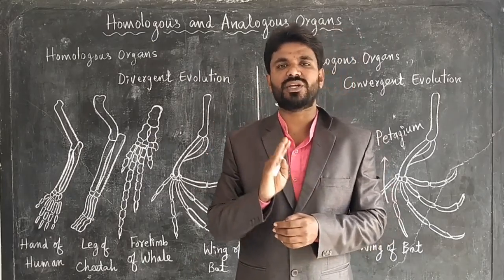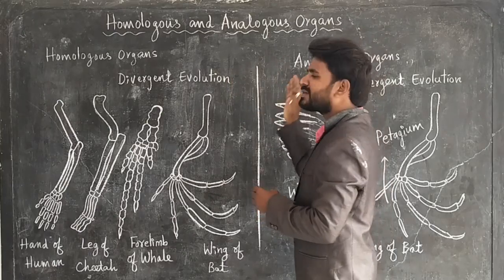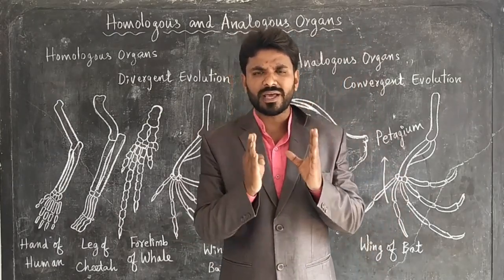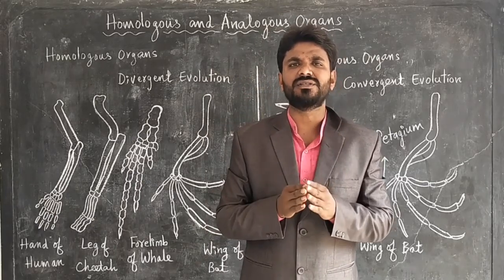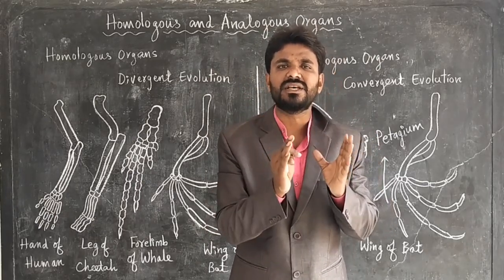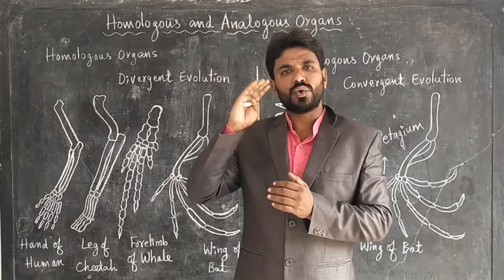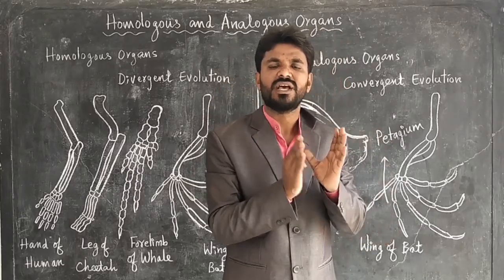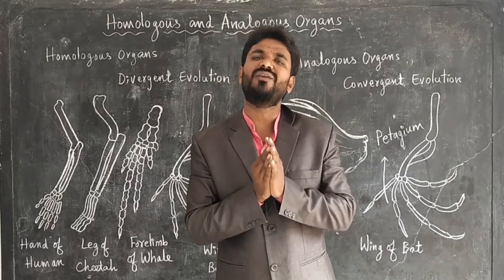Okay friends, let's move to the topic, homologous and analogous organs. What are homologous and analogous organs? These homologous organs and analogous organs are one of the best evidences for evolution. So to understand them, very first we have to concentrate on the topic evolution.